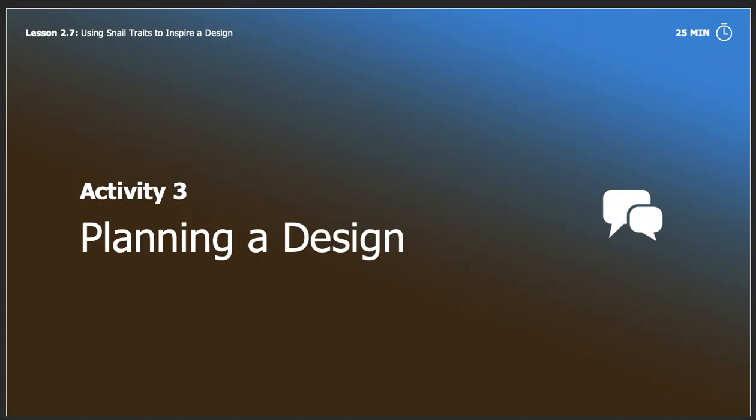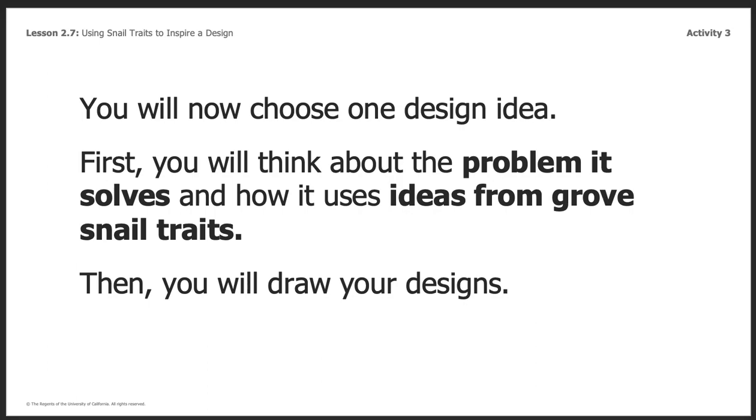Now, let's get to planning our design. You will now choose one design idea. First, you will think about the problem itself and how it uses ideas from grove snail traits. Then, you will draw your designs. The Getting Ideas for Designs chart includes a few of your ideas for designs inspired by two adaptive traits of grove snails. You might have your own design ideas inspired by these traits. You can use the ones that I came up with, but I definitely suggest you come up with your own ideas. Remember, you're practicing being a biomimicry engineer, so have your own original thoughts. I'm sure they're way better than mine.